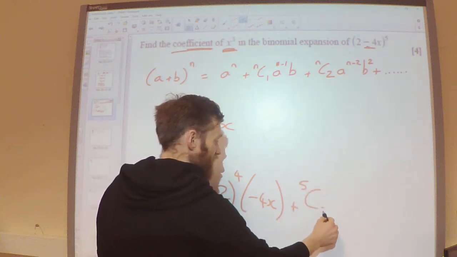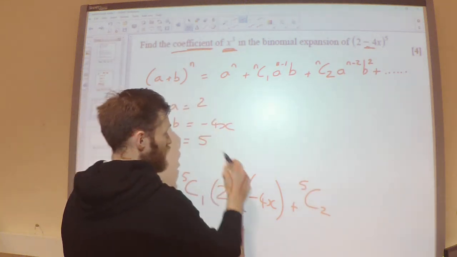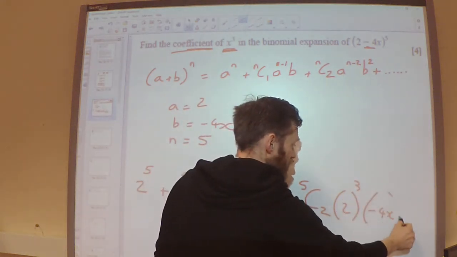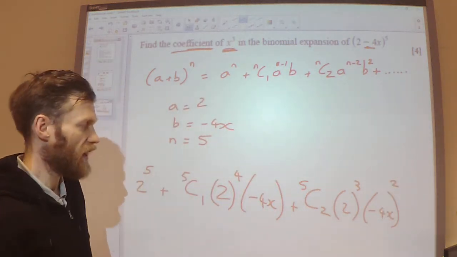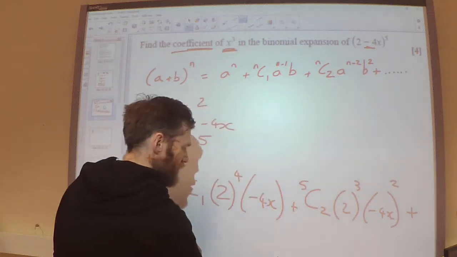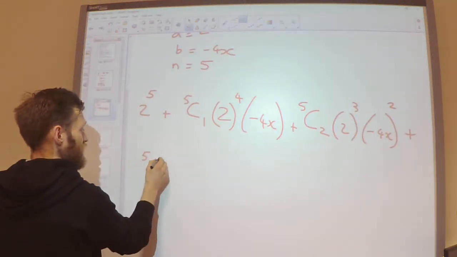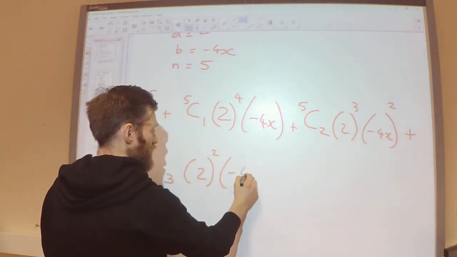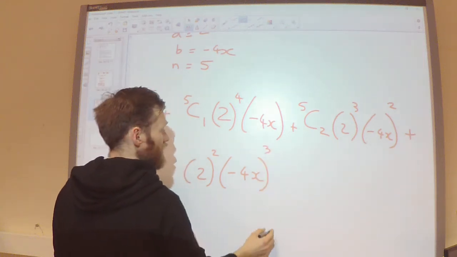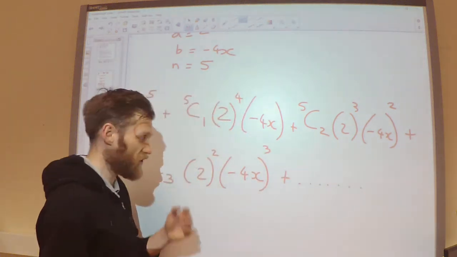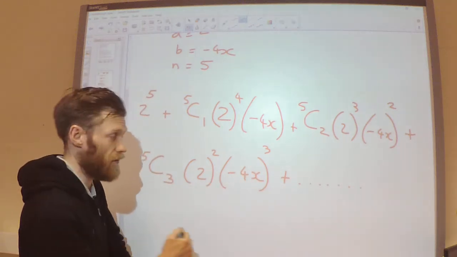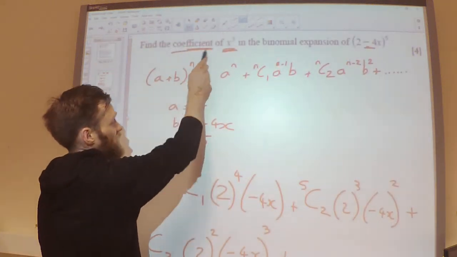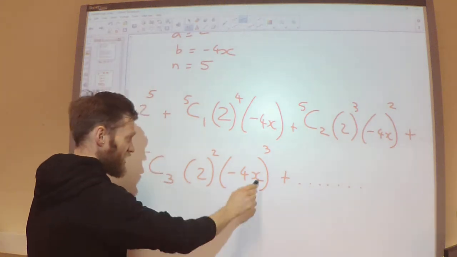The next one will be 5C2, then I'm going to have 2 to the power 3, (minus 4x) squared, plus the next term would be 5C3, 2 to the power 2, (minus 4x) to the power 3. And I'm actually going to stop there because I'm going to get my x cubed here, so I'm not going to keep going. Remember, all I'm interested in is the coefficient of x cubed, so all I'm interested in is this term here.